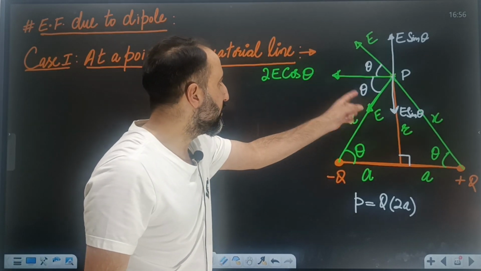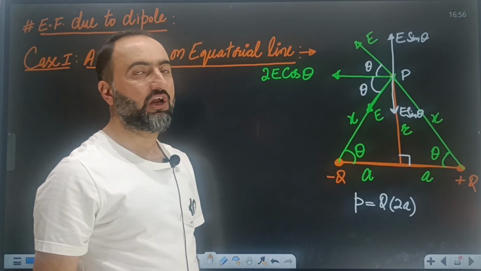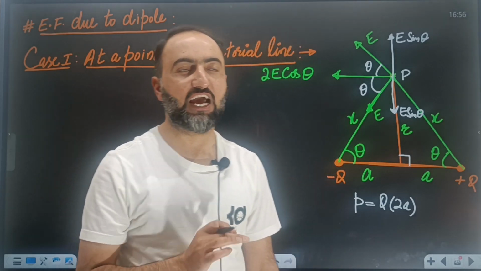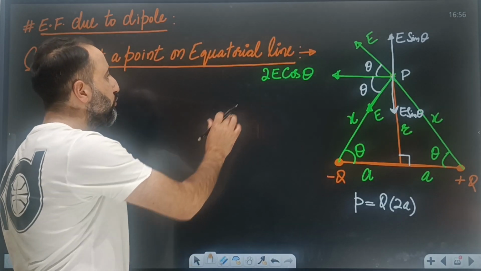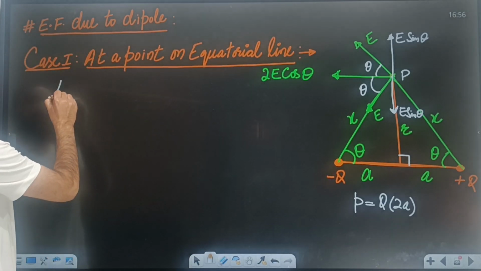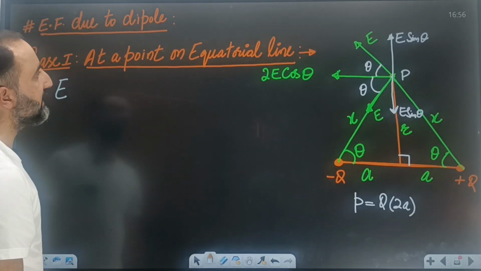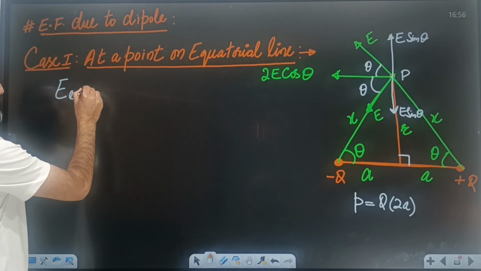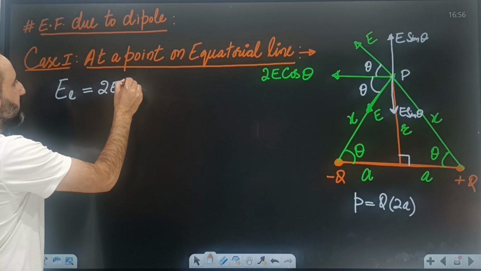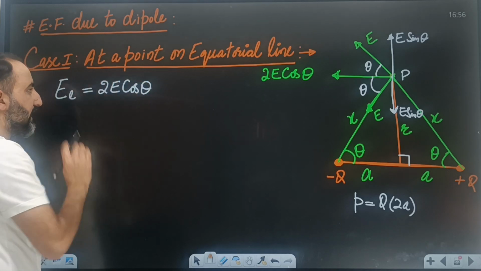E cos theta and E cos theta, since they are in the same direction, they will add, and the net electric field at the point P is equal to 2E cos theta. So this is what I am going to write. The electric field at the equatorial line will be equal to twice E multiplied by cos theta.